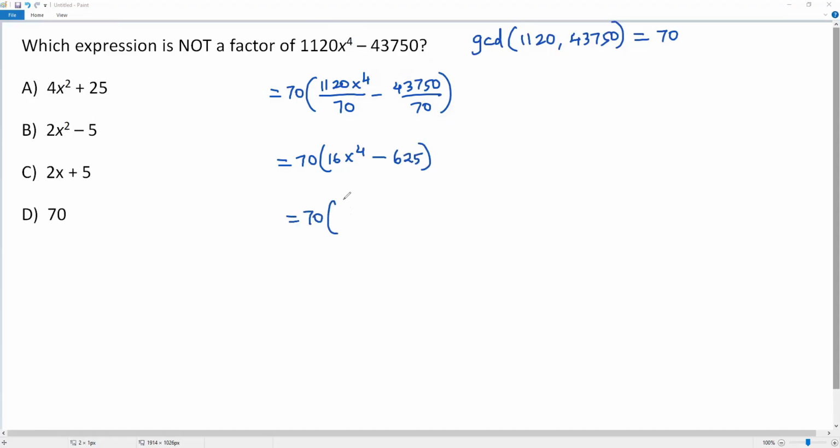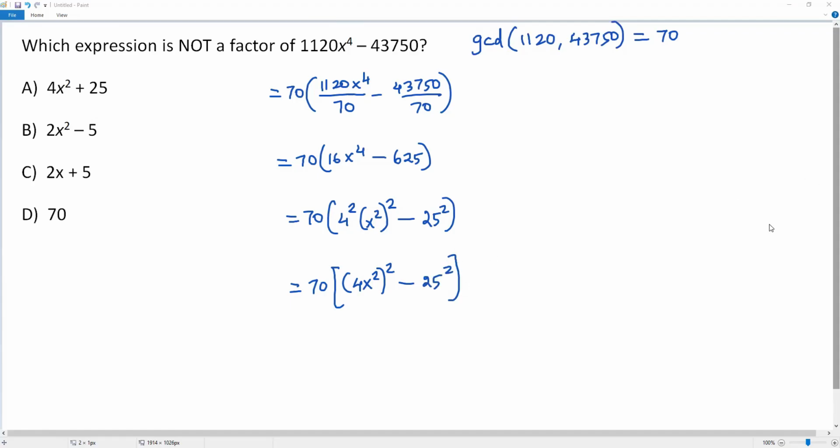Okay, 70 times this 16 can be written as 4 square and this x to the fourth power can be written as x square the whole square. Negative, this 625 is a perfect square, that is 25 square is equal to 625. Here this 4 square and x square the whole square are multiplied. We have the exponent 2 for both 4 and x square. Whenever two quantities are multiplied with the same exponent, we can take the exponent in common. That is 4 times x square, the whole square, negative 25 square.